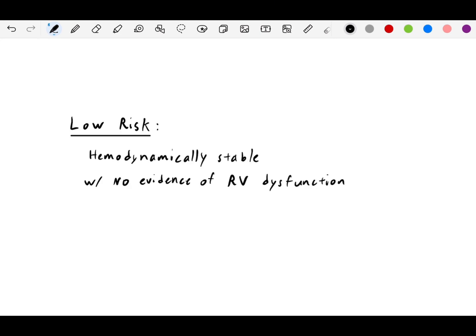We've gone through high risk and intermediate risk. This is going to be our low risk pulmonary embolism. These patients, they're going to be hemodynamically stable, and then they will have no evidence of right ventricular dysfunction.